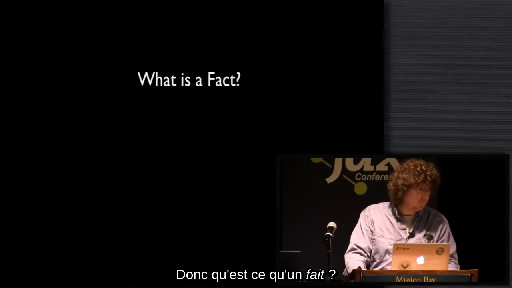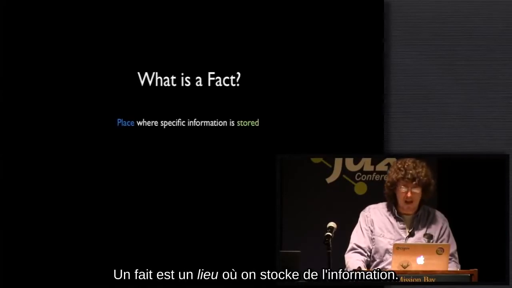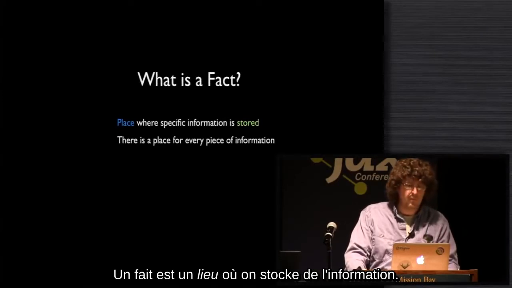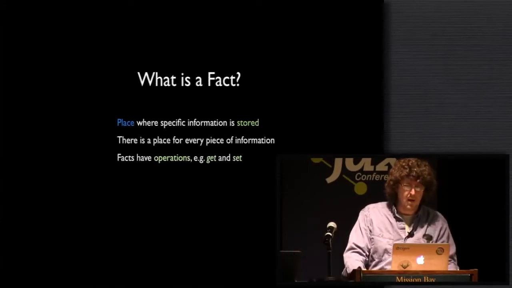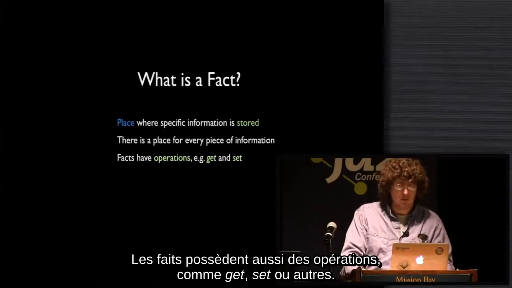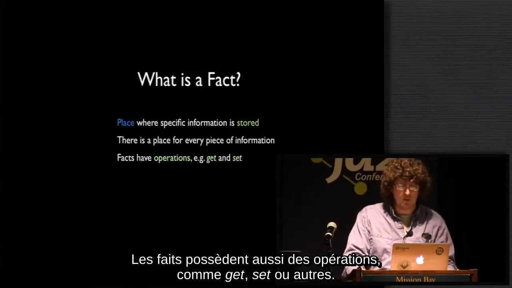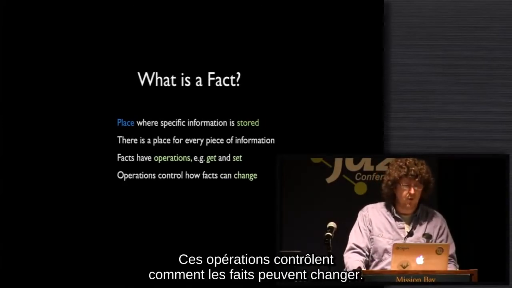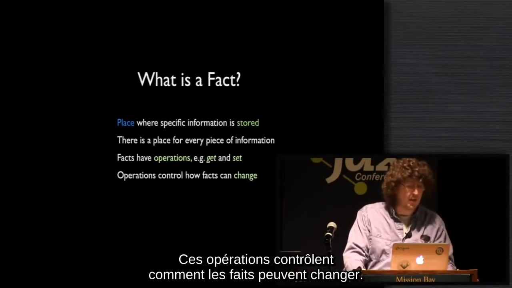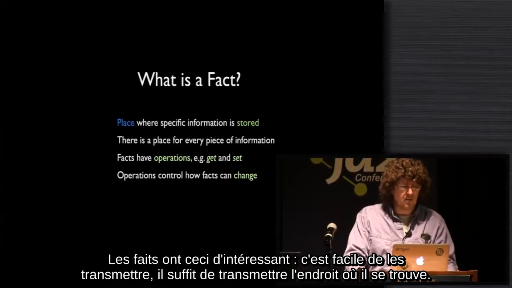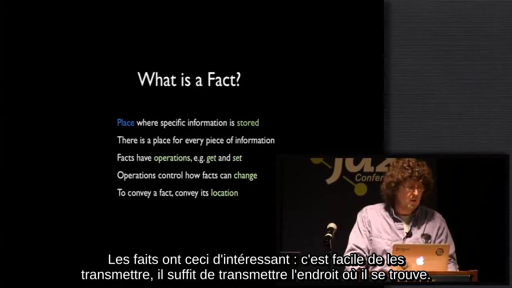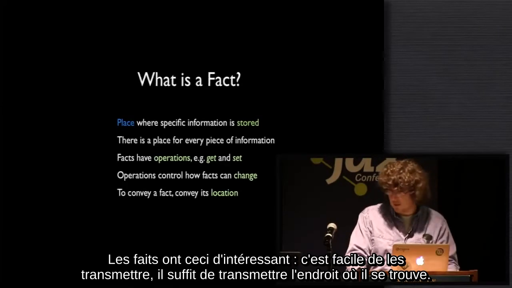So what's a fact? Well, a fact is a place where information is stored. What's great about that is that there's a place for every piece of information. And facts have operations, like get and set, and they may have other operations. Those operations control how facts can change. The other great thing about facts is that it's easy to convey them. To convey a fact, we just convey its location.